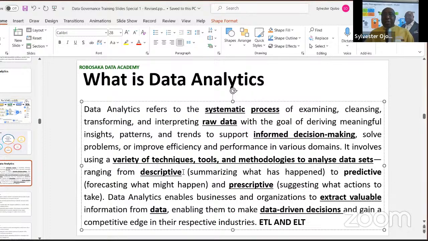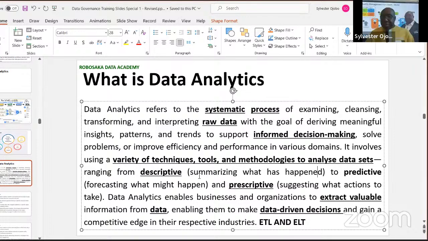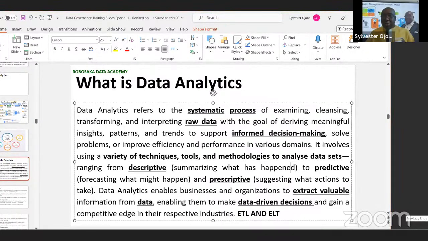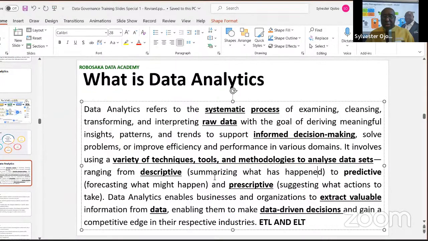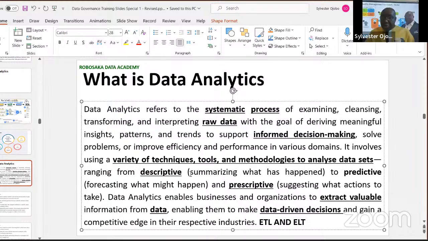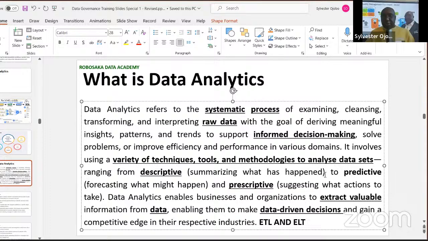Ranging from descriptive. What does descriptive mean? Come on, read what is here. Summarizing what has happened. That is descriptive. You are describing what has happened before.